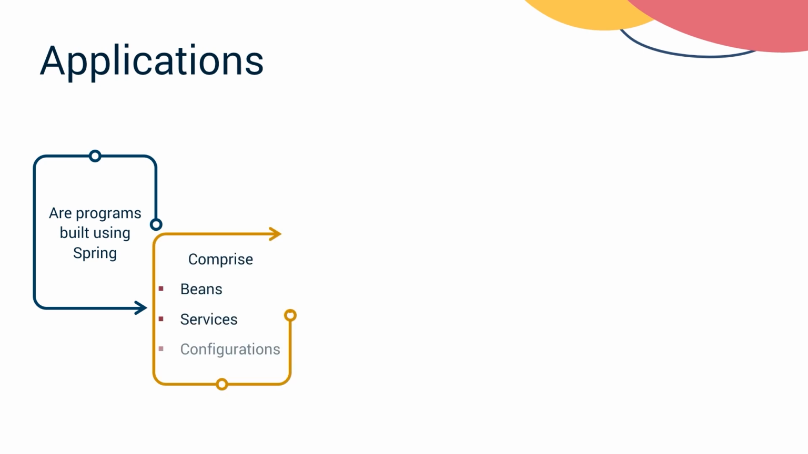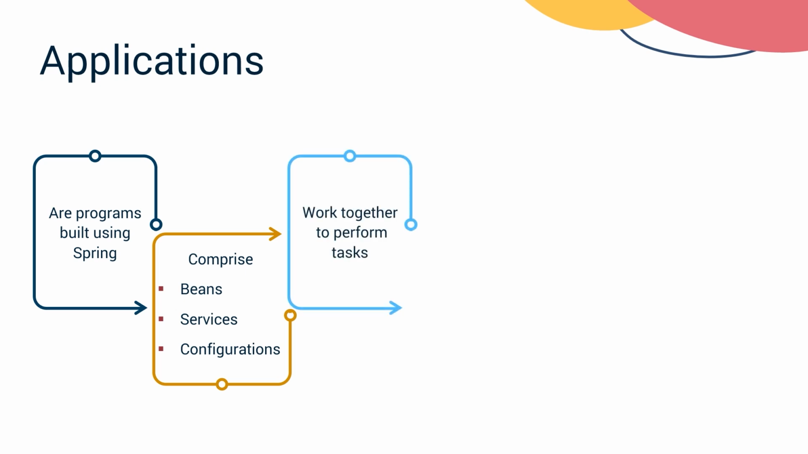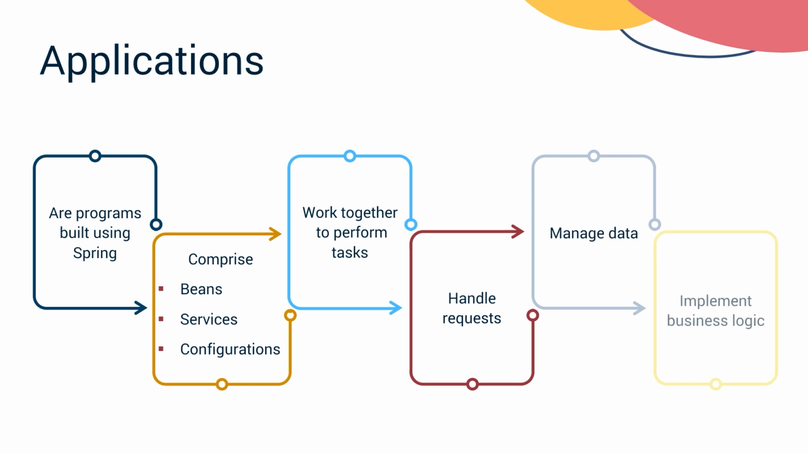Applications are programs built using the Spring framework. They comprise various components such as beans, services, and configurations. These components work together to perform tasks, allowing the application to handle requests, manage data, and implement business logic.